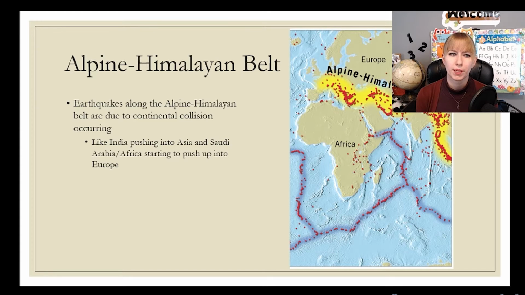The Alpine-Himalayan Belt is earthquakes that happen along the Alpine-Himalayan mountain ranges. And these are due to continental collision, like India moving into Asia and Saudi Arabia and Africa starting to push up into Europe.